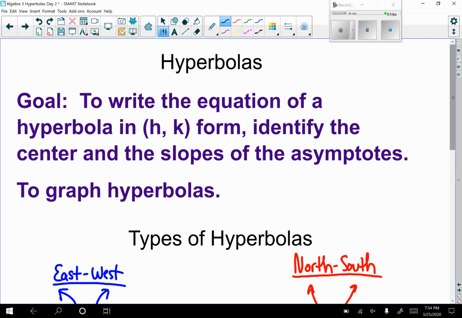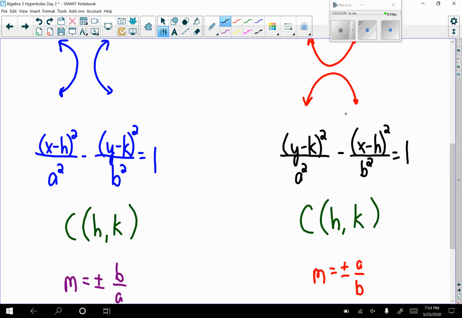So again, we have a north-south or east-west facing hyperbola. When it is east-west, it's the x quantity that's first in our first numerator, and then the y quantity is in our second numerator. When it's north-south, the y quantity is our first numerator and then x. So again, x and y switch. The a squared and b squared stay where they're at. So a squared is always the first denominator, b squared is always the second.